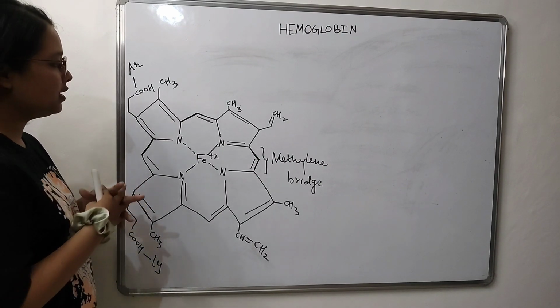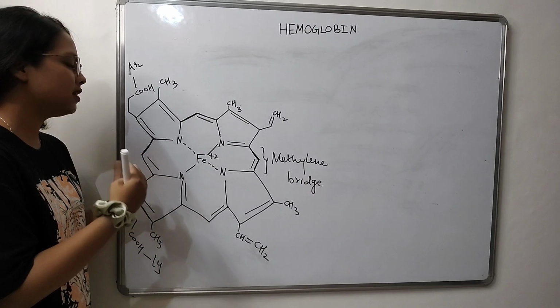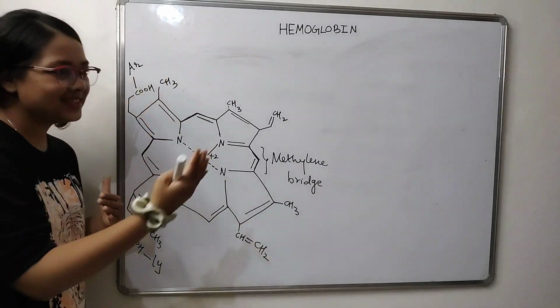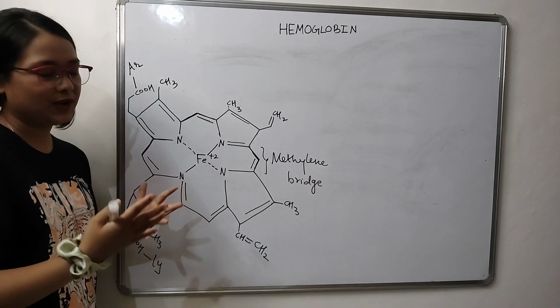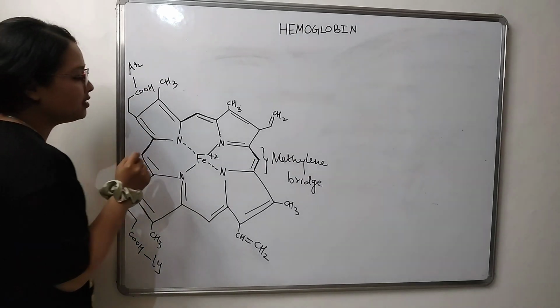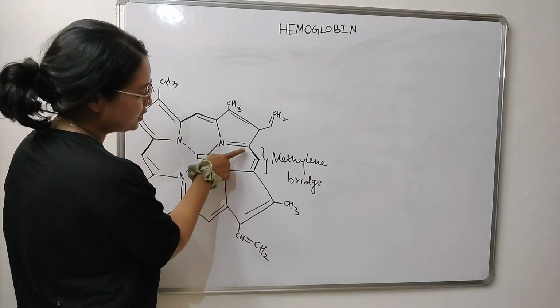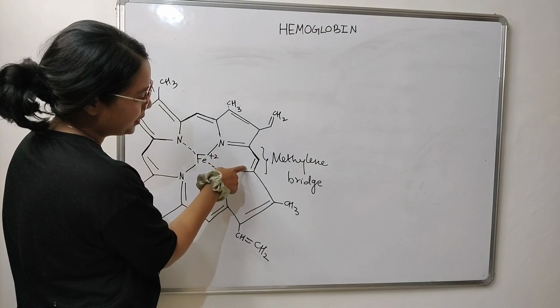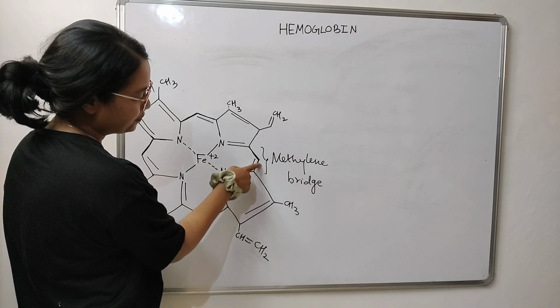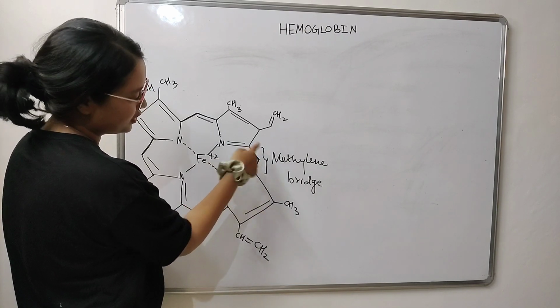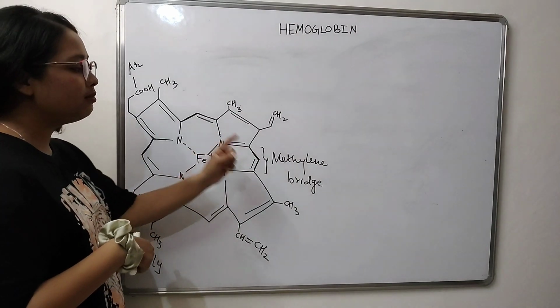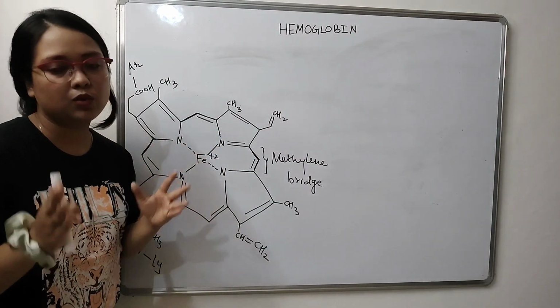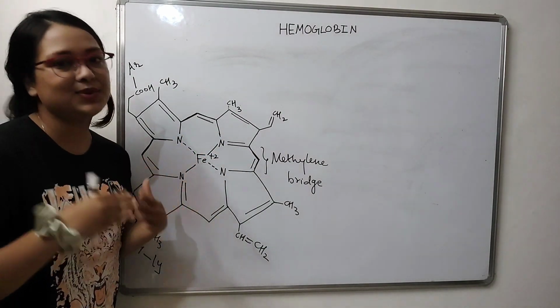Next we need to see how these pyrrole rings are linked to themselves. They are linked to each other by methylene bridges. Can you see this particular bridge over here? The CH group over here, this is CH and it has 3 bonds, right? These are the methylene bridges which are linking two pyrrole rings to each other.